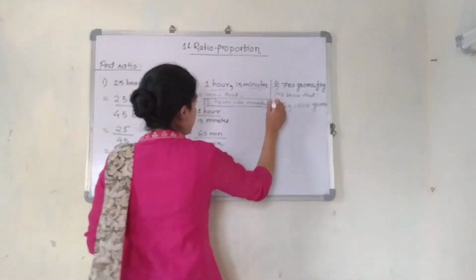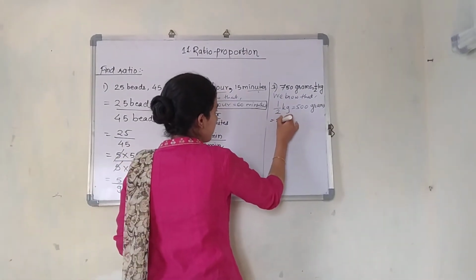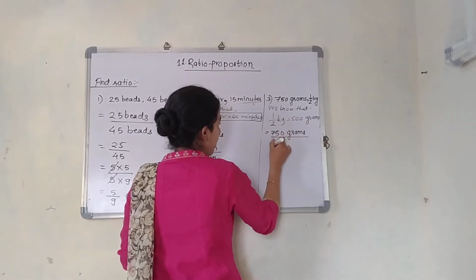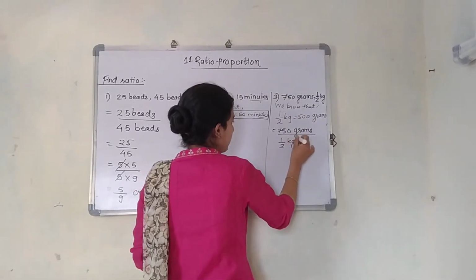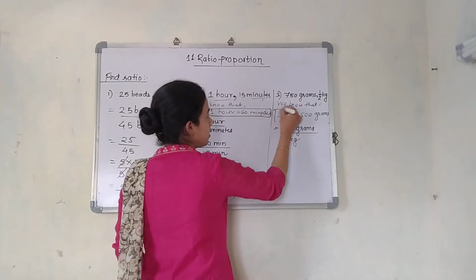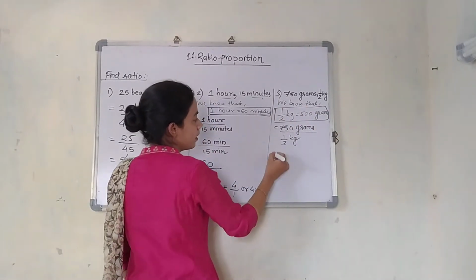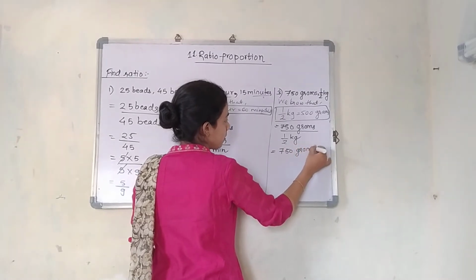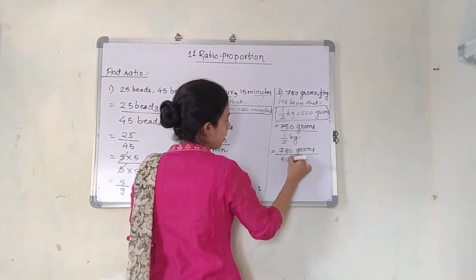So I am going to write down the question, that is 750 grams upon half kg. This half kg, I know what the answer is over here. It is 500 grams, so I am going to write 750 grams upon 500 grams.